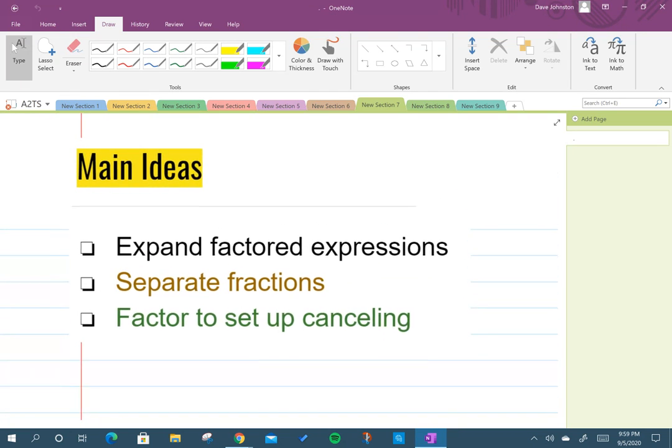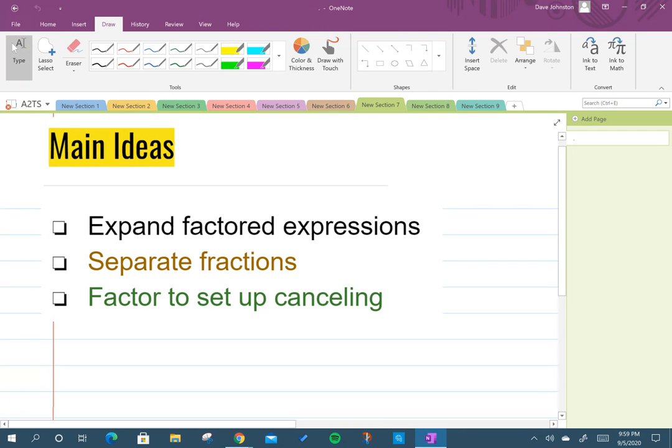Okay, so what would I say at this point? I'm going to emphasize kind of these 3 things. You can expand factored expressions. You can factor expanded expressions and flip-flop these things. You can separate fractions into a numerator and denominator, and you can factor to set up canceling. Those are the main ones that people use.